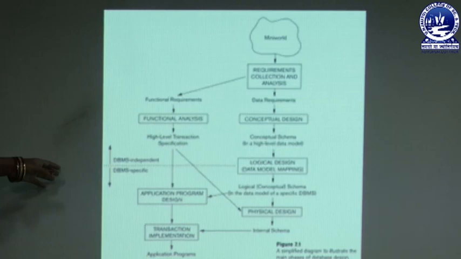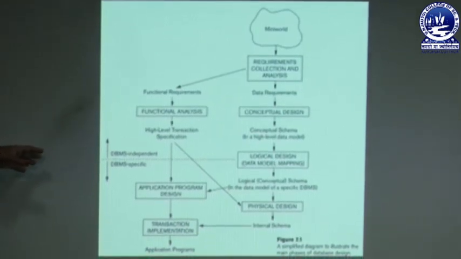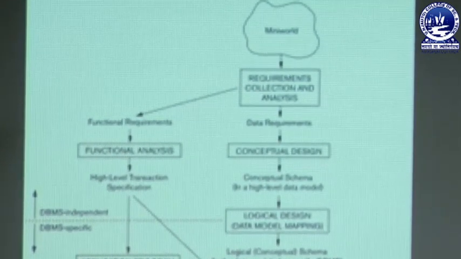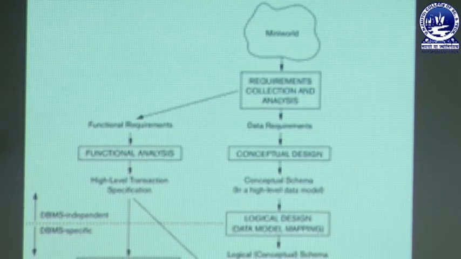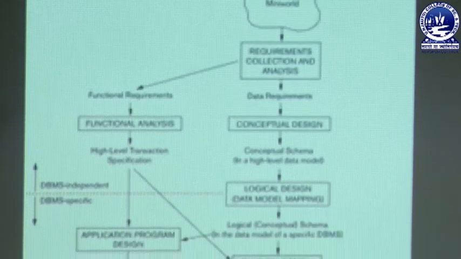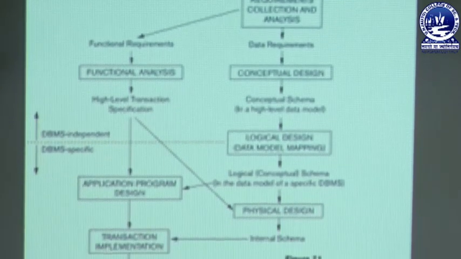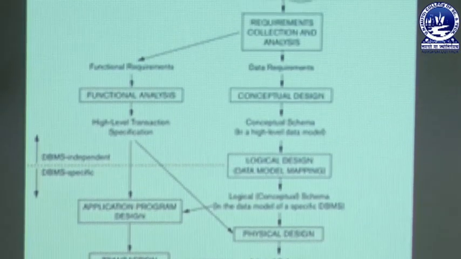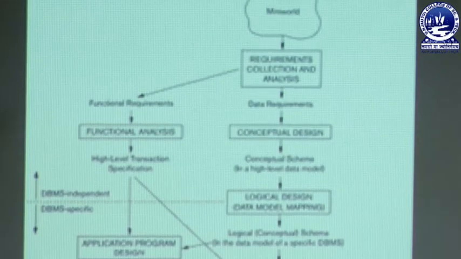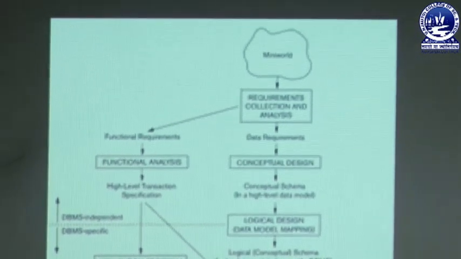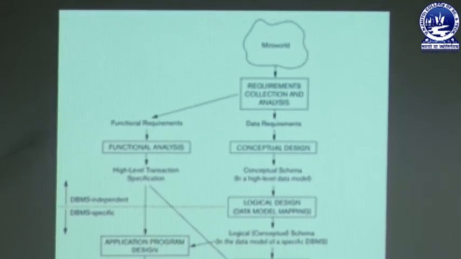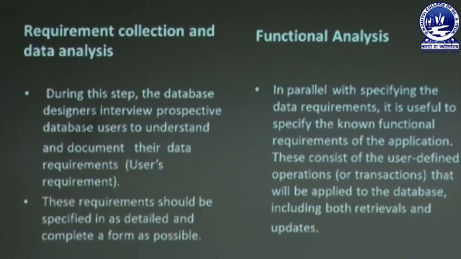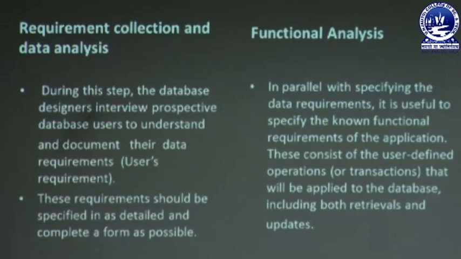These are the steps of how we can design a database and what the requirements are to design a database. First point is requirement collection and analysis, that is the data requirement. Second one is conceptual design, that is, in the high level data model, how the conceptual schema is designed. Third point is logical design, that is data model mapping. Fourth one is physical design. In parallel, we can discuss functional analysis, then application program design and transaction implementation. So these are the different steps of the high level conceptual model.